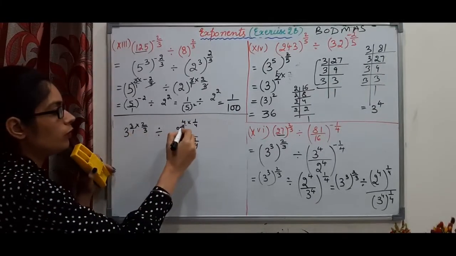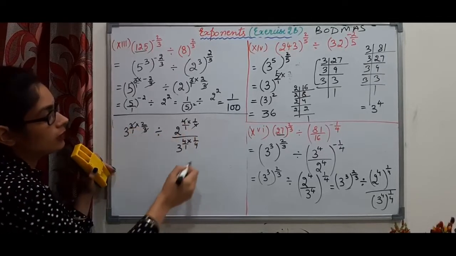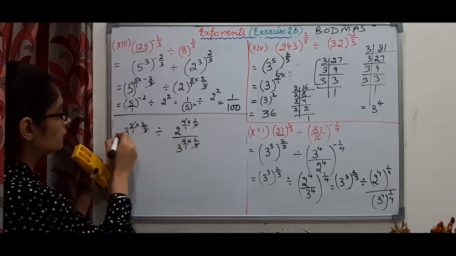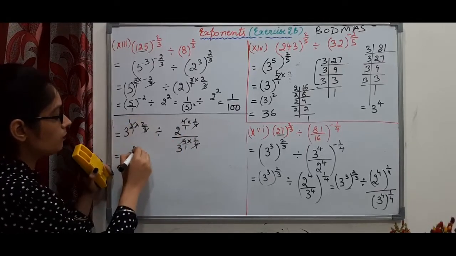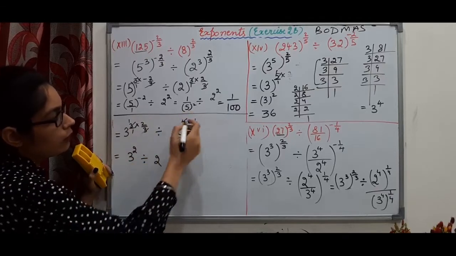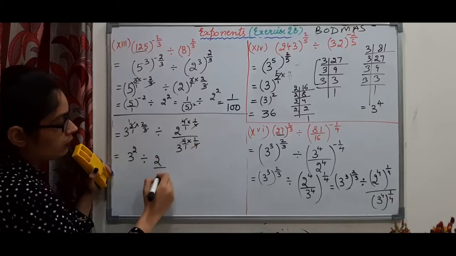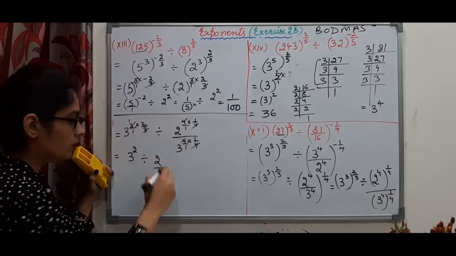Here 1, if you want you can write. So 3 and 3 will get cancelled, 4 and 4 will get cancelled, 4 and 4 will get cancelled. So 3 to the power 2, because 1 into 2 is 2, divided by 2, 1 into 1 is 1, so 2 only, here also 3 only, because all the numbers are cancelled, only 1 we are left with. So 2 by 3.